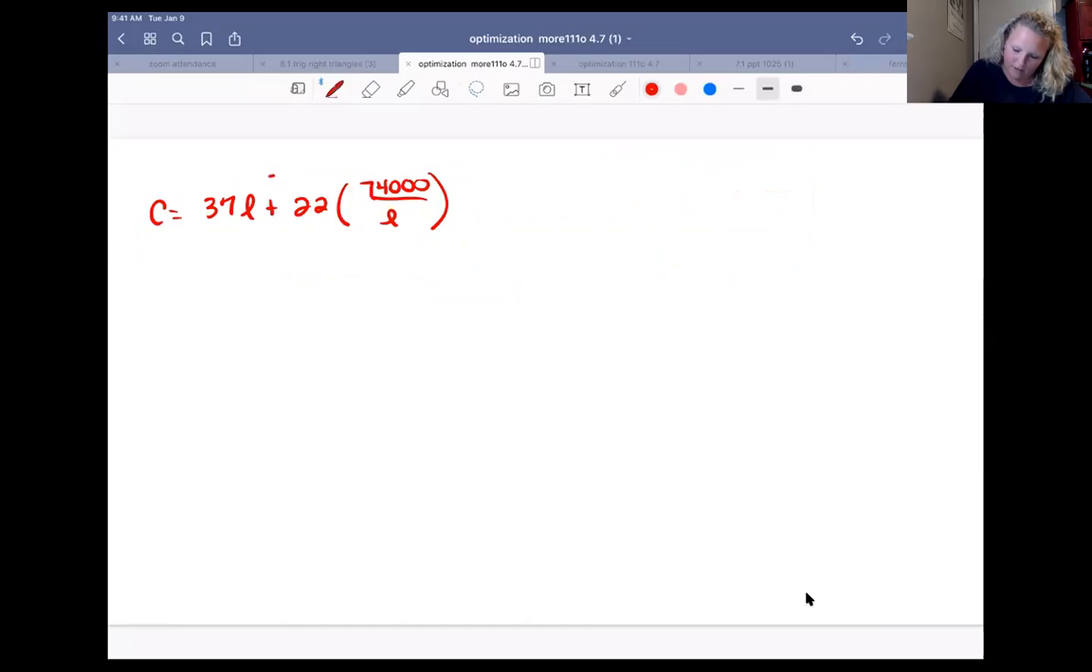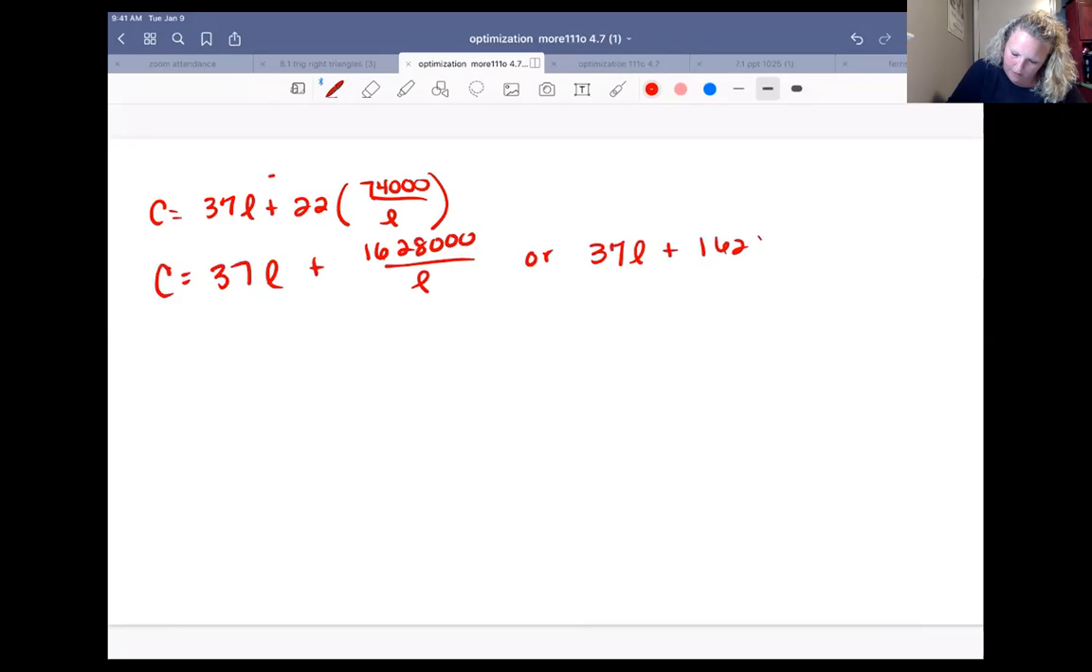Okay, so here we have a cost function. We have 37L, and 22 times the fraction. The number's about to get really large: 74,000, holy moly. 22 times 74,000 is 1,628,000 over L, which is the same thing as 37L plus 1,628,000 L to the negative 1.